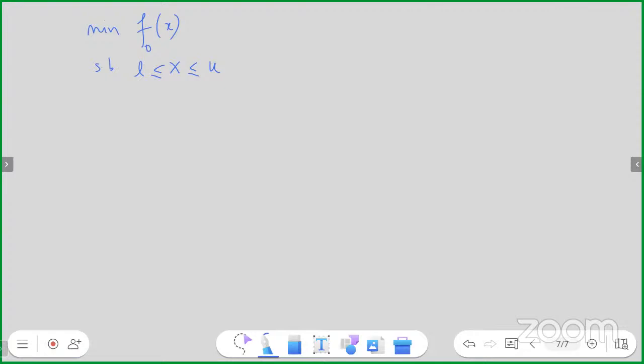No, it's not in standard convex form. Why is it in standard convex form? Say anything about the f naught? No, f naught is fine. You can take f naught to be convex. That's not a problem. But how have I written the convex constraints?